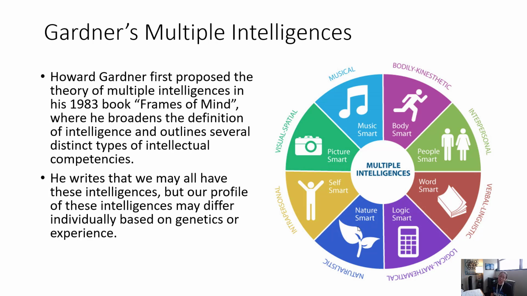Now, a lot of people have argued that this theory has been completely debunked, and maybe it has. Maybe we have all the intelligences. I don't know. But I will say, however, I think we can all agree that our students prefer to learn differently. We as adults prefer to learn differently. So I do feel like we can take this theory and we can take this wheel here and use this as a way to differentiate not only our instruction, but our assessments as well.